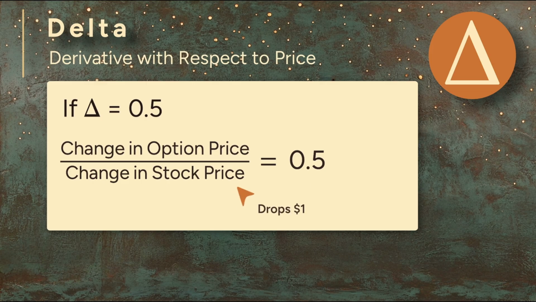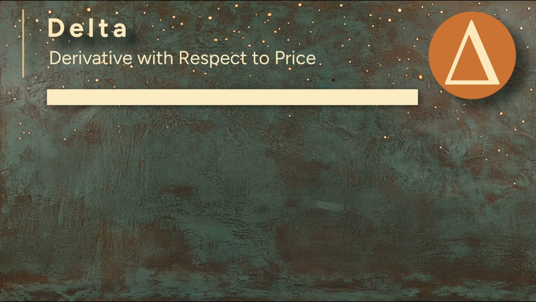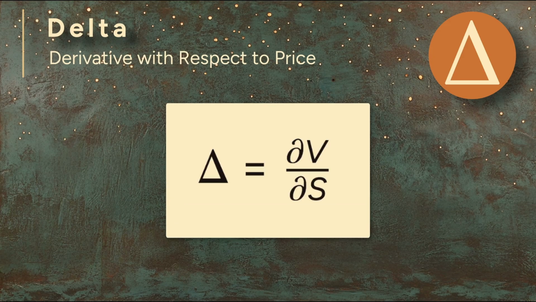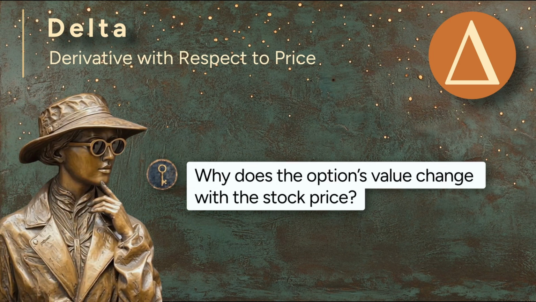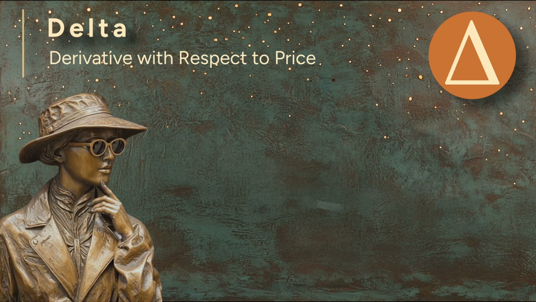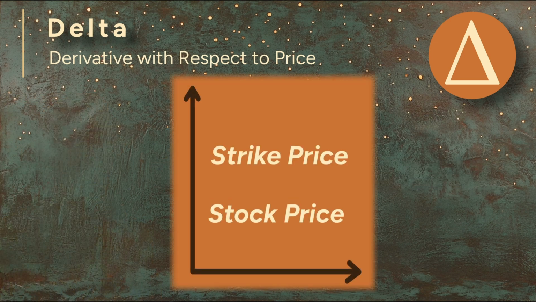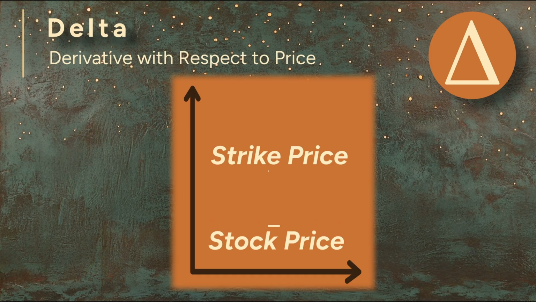If the stock drops $1, the option's price will drop about 50 cents. Delta is the partial derivative of the option's value V with respect to the stock price S. Why does the option's value change with the stock price at all? All other things being equal, changing the stock price changes the gap between the stock price and the strike price.